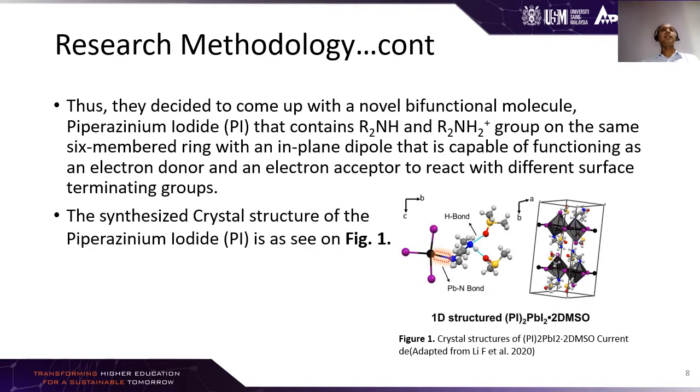Now, the synthesized crystal structure looks like this over here on the screen, in Figure 1. So basically, you can see that the H bond over here is clearly indicated in blue here, and then the lead nitrogen bond is over here.